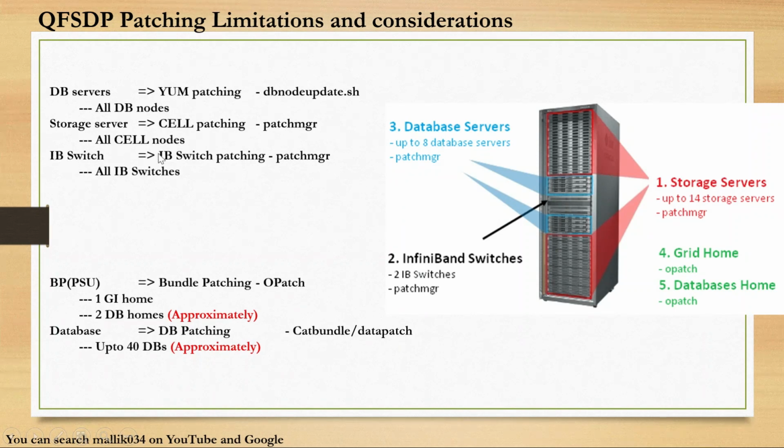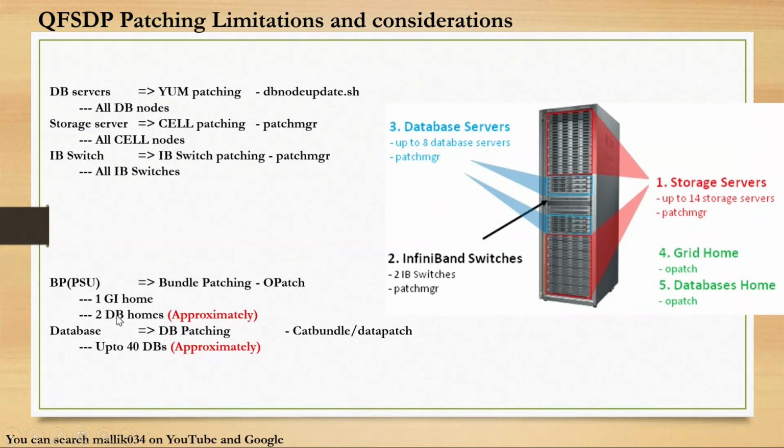Coming to the IB switch, they call it IB switch patching, and again they use the patchmgr script, and Oracle is supposed to patch all my IB switches. Coming to the BP, which traditionally we call a PSU, they call it bundle patching. That is nothing but our normal traditional Opatch. They will patch one grid home and 2 DB homes per Exadata box. If we have 4, 5, 6, 10 DB homes, Oracle will not patch. They will patch only 2 Oracle homes.